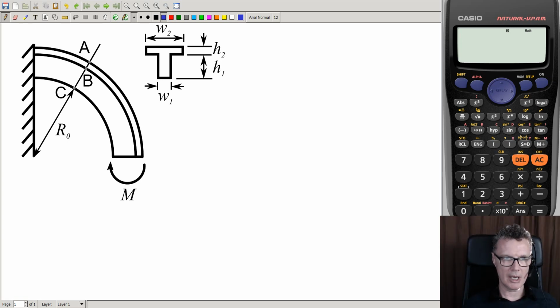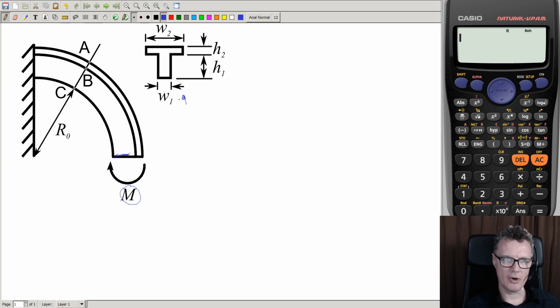Okay, so I'm going to have a look at a problem like this that might be of interest to you. It's a beam that's already bent, and we're going to bend it some more by applying this bending moment down here. And we can see that it's a T-beam, so we've got a wider section at the top here, and then we've got this narrow section here. So this is our cross section.